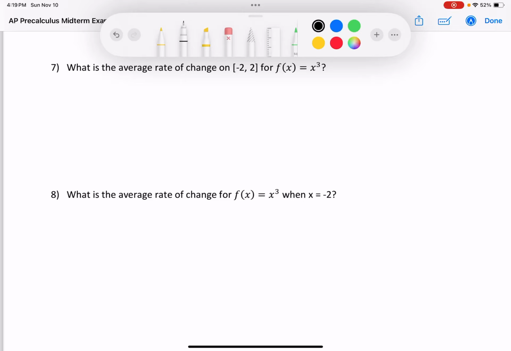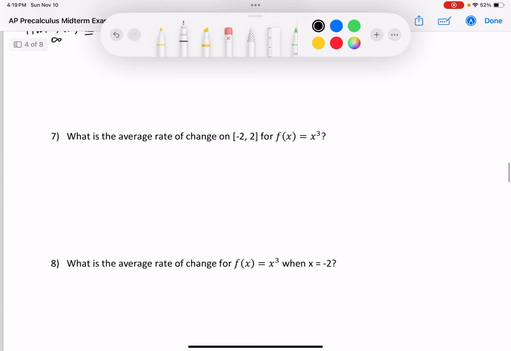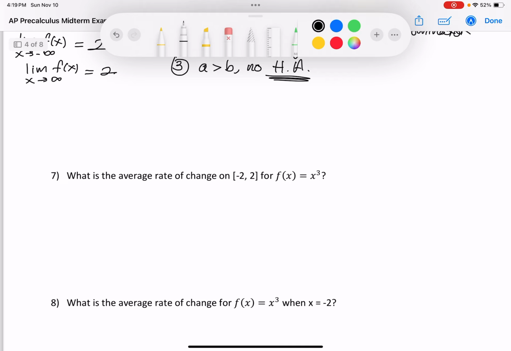In this video, we're going to do questions 7 and 8 because they both deal with the average rate of change. And also, this is from the first unit test. So it says, what is the average rate of change on the closed interval from -2 to +2 for the function f of x equals x cubed?